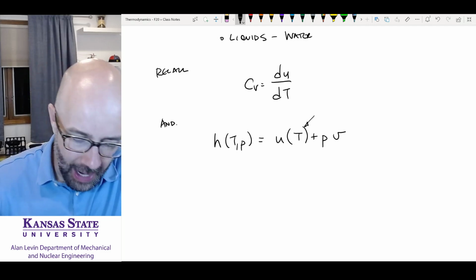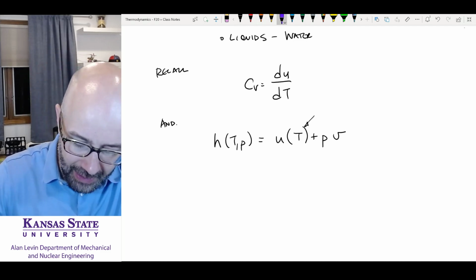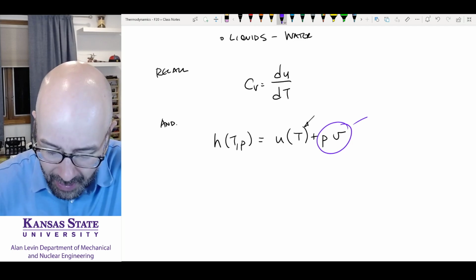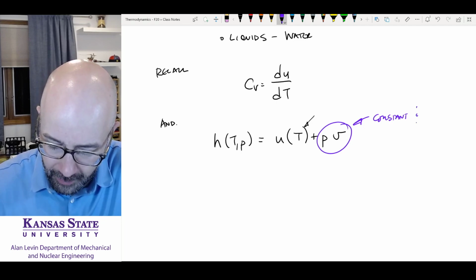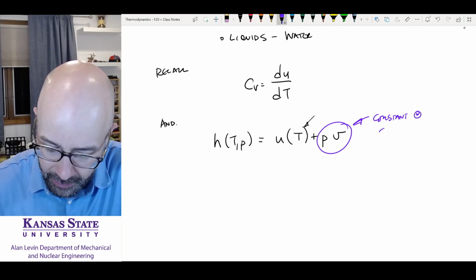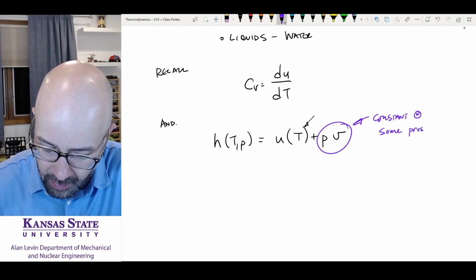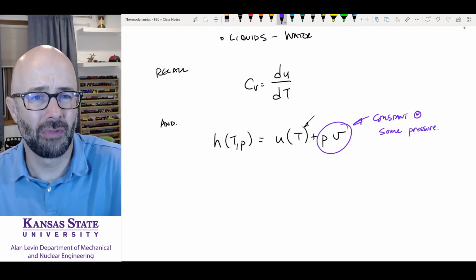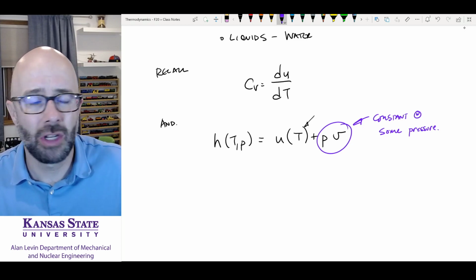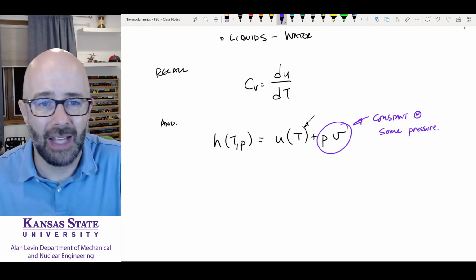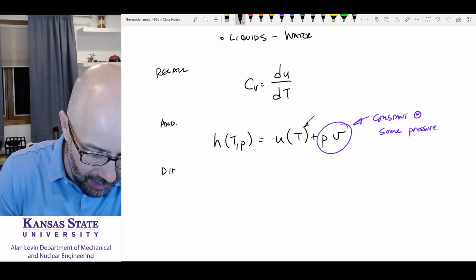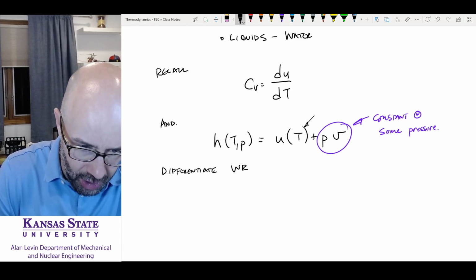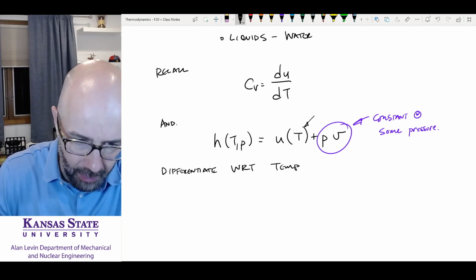Okay? Now, if we look over here, we see that this pressure and volume is going to be constant at some pressure. For the incompressible substance model, the volume and specific volume is not going to change. And so if we have a set pressure, that term is going to be constant. So what we're going to do here is differentiate with respect to temperature.